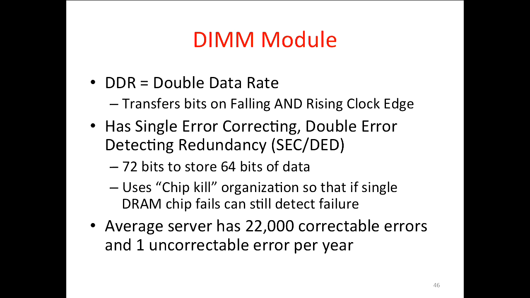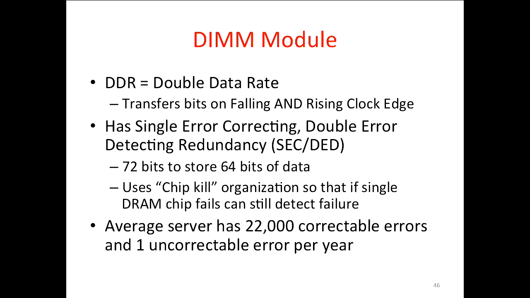So one of the tricks people use now is double data rate. They transfer bits on the rising and falling edge of the clock, not just one edge of the clock, to go twice as fast. They have single error correcting, double error detecting codes. We talked about that last time. And also a chip kill thing where you only really need 7 bits to cover the 64 bits. By having the 8th bit, you can actually detect when all of the bits in one chip have failed, so you know that one chip has died. So that's another form of redundancy.